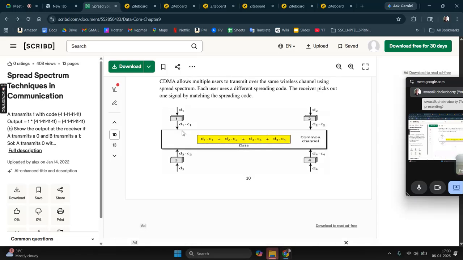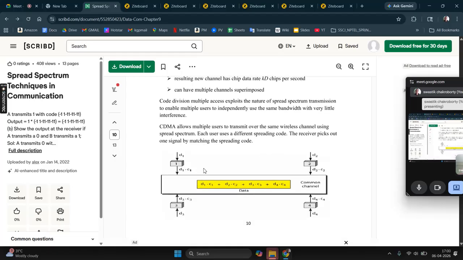Say c1 code is assigned to user 1, so user 1 wants to send data d1, so d1 into c1. Similarly, d2 into c2, d3 into c3, and d4 into c4. Now all of them are combined, so each of them, say, has a rate of d kbps, so it will be d plus d plus d plus d, 4d kbps. Now capacity is needed. So how many users? If you have n users, you will have nd kbps.